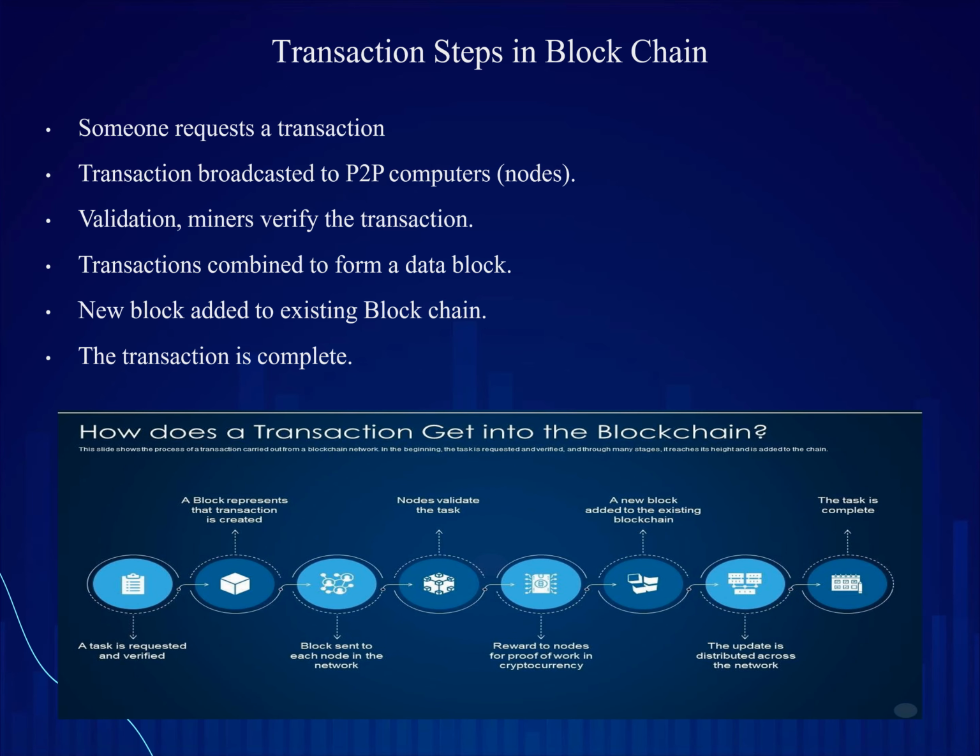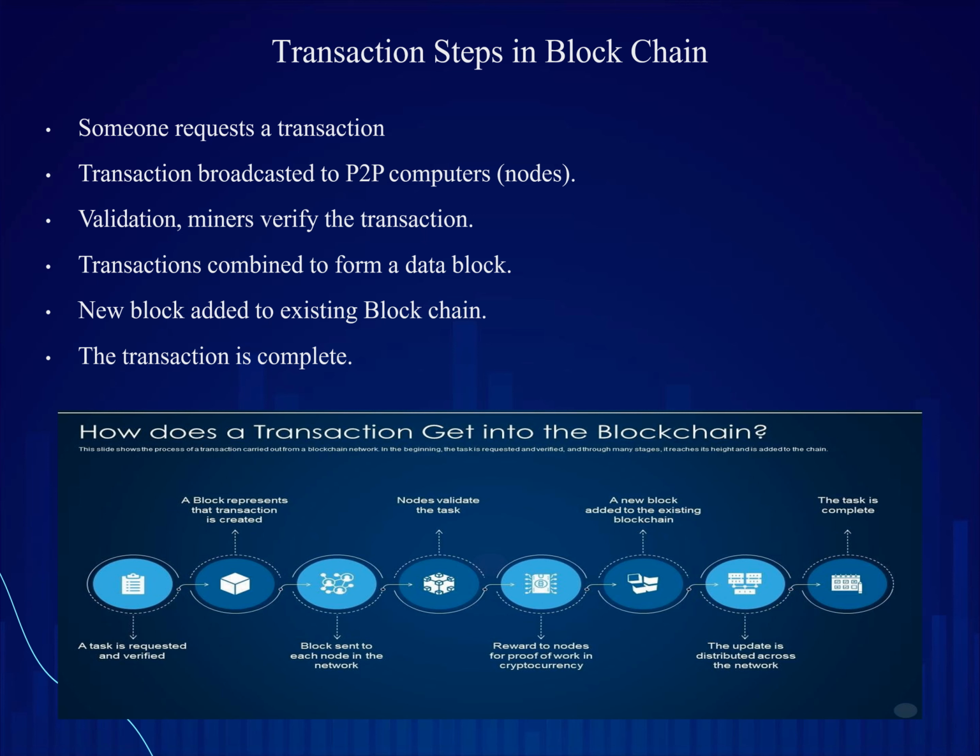Here comes the transaction in blockchain. How does a transaction get into the blockchain? As you've seen from this picture, if someone requests a transaction, the transaction is broadcast to P2P computer nodes. P2P is the short form of peer-to-peer network. It's based on the concept of decentralization, which allows participants to conduct transactions without needing a central server. The peers or nodes, usually computers, communicate with each other on the network freely without an intermediary.